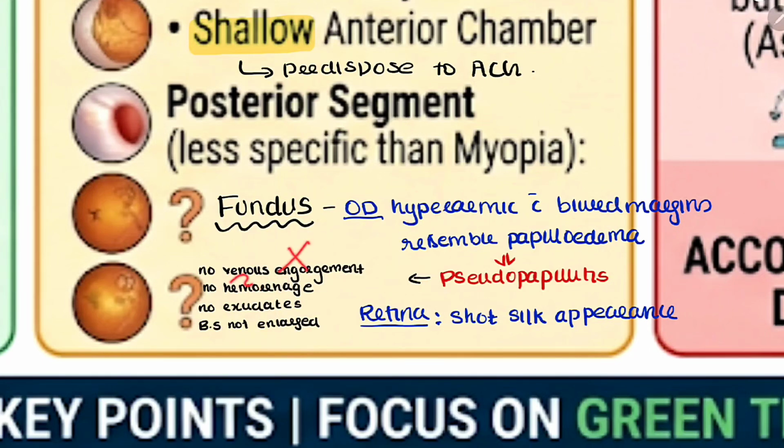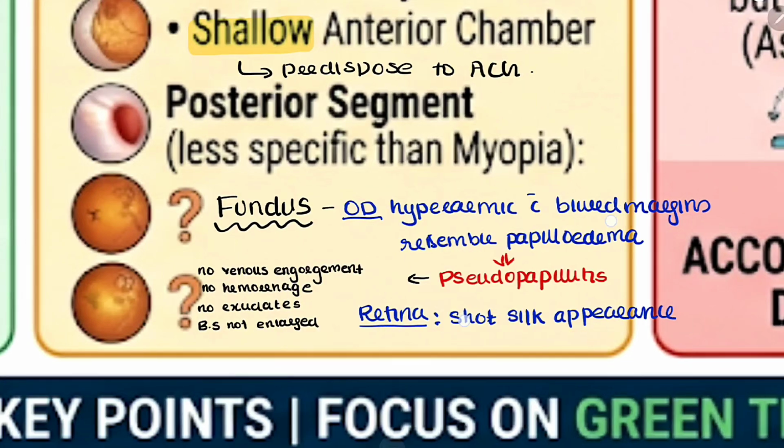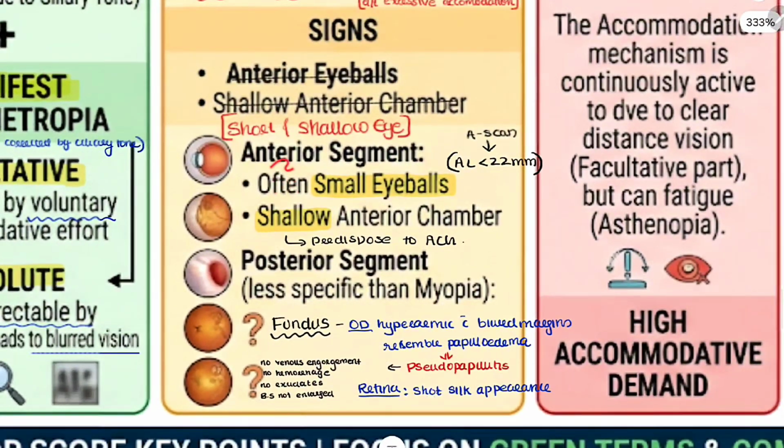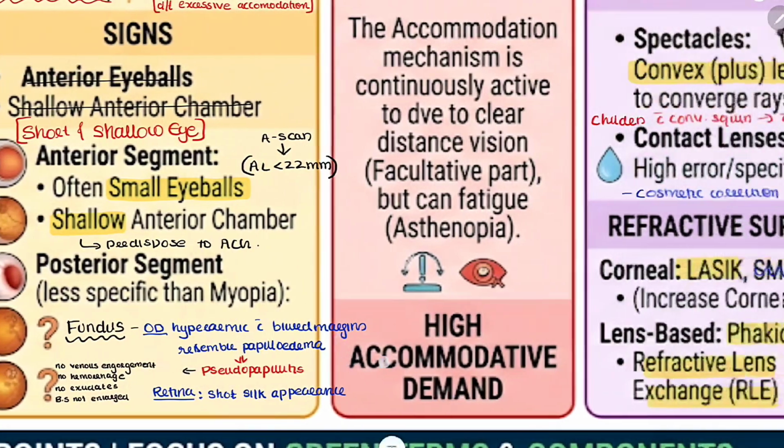There is no venous engorgement, no hemorrhage, no exudates, and the blind spot is not enlarged. Only optic disc hyperemia and blurred margin can be seen. So that is pseudopapillitis. In the retina, we can see a shot silk appearance. Okay, so this was about the signs. That is, in the anterior segment, we can see a short and shallow eye, and in the posterior segment, look at the fundus, where we can see the optic disc is hyperemic with blurred margin, pseudopapillitis, and the retina having a shot silk appearance.